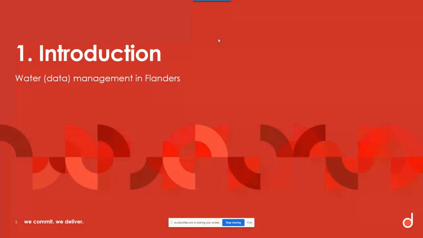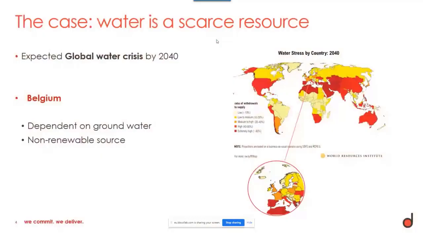So first, water data management in Flanders. In general, water is a scarce resource, but it's only just beginning. Research has shown that the global water crisis will be there by 2040 if we don't do anything. And if we zoom in on Belgium, we can really see that we're at a big risk of withdrawing from supply. So why is that in Belgium? Because we're very dependent on groundwater, and groundwater is a non-renewable source. So if it doesn't rain enough, we'll be out of water.